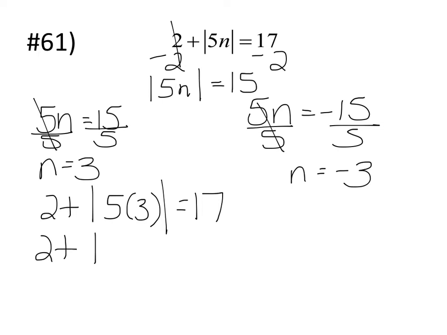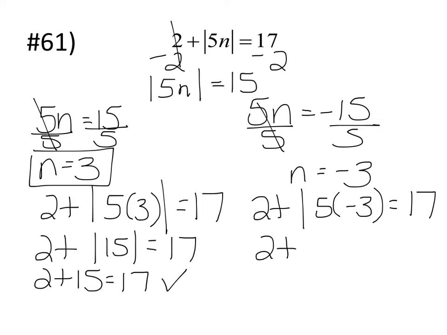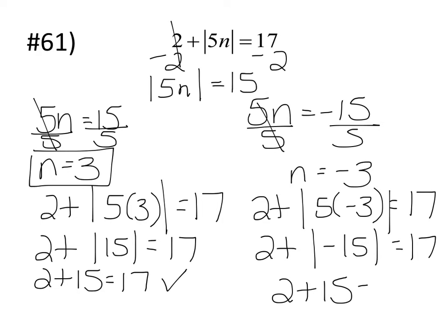So 2 plus the absolute value of 15 equals 17. Okay, so that one works. Let's try over here. Yep, works out for both 3 and negative 3.